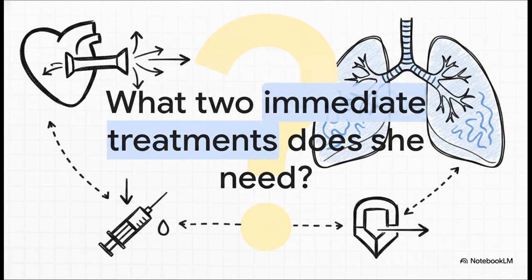Let's think about the upstream cascade here. She has a narrowed valve blocking filling, which forces the left atrium to stretch out, and that's backing pressure right up into her lungs. So spot the lesion, doctor, and tell me exactly how you're going to stabilize her. What 2 immediate interventions does she need?